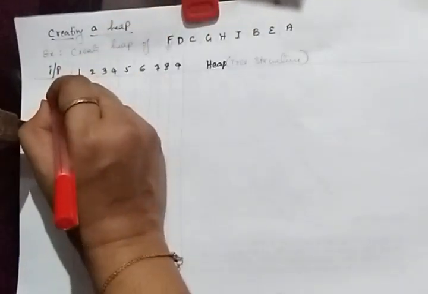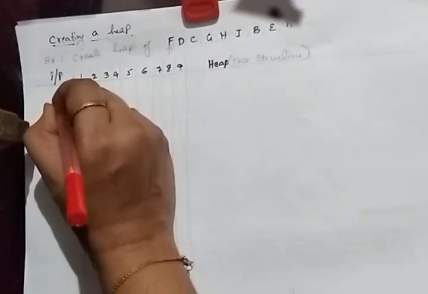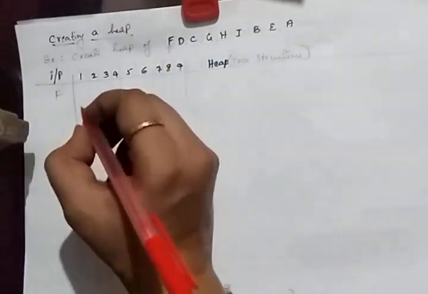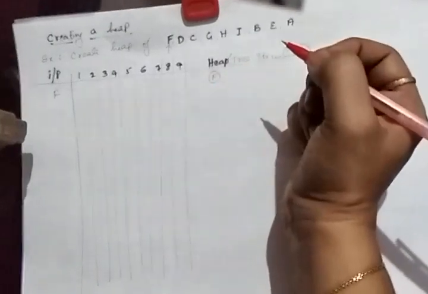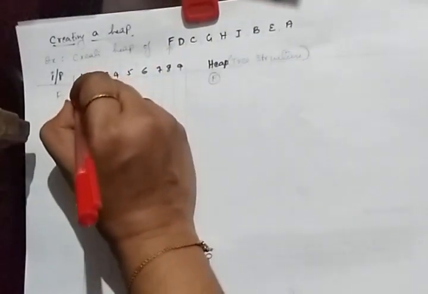So first we'll take input as F. I'm going to write it as it is, as a root node F, in position 1. This is the first step.